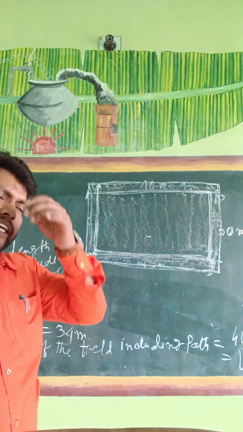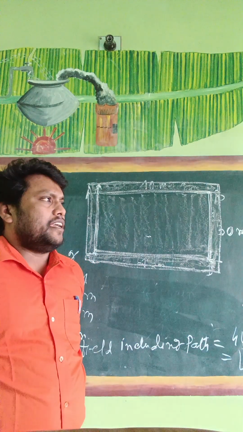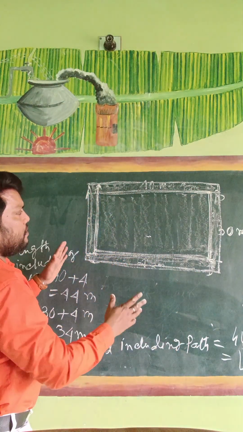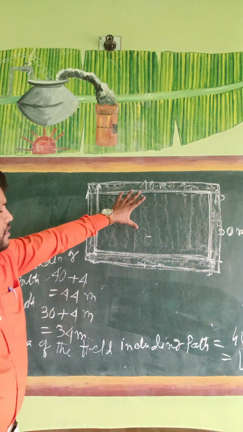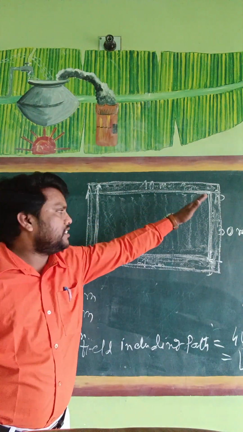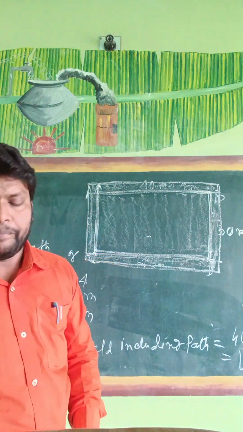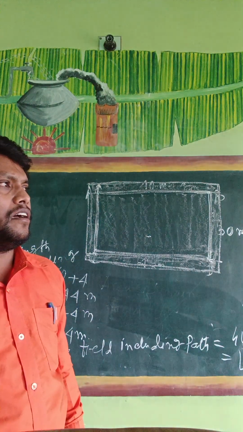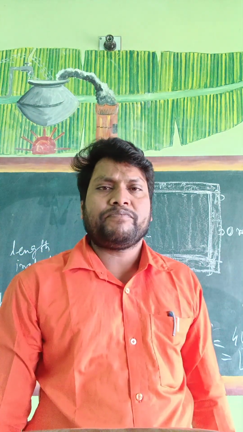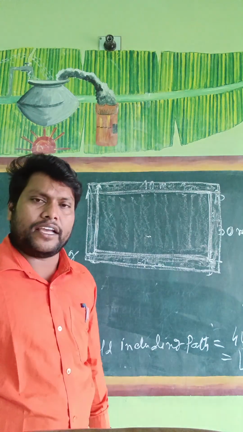In the previous class I gave only the basic area and perimeter of the rectangle. But this kind of problem may come for class standards 6, 7, 8. So in the next class I will give problems and show how to solve this kind of problem. Okay, thank you.